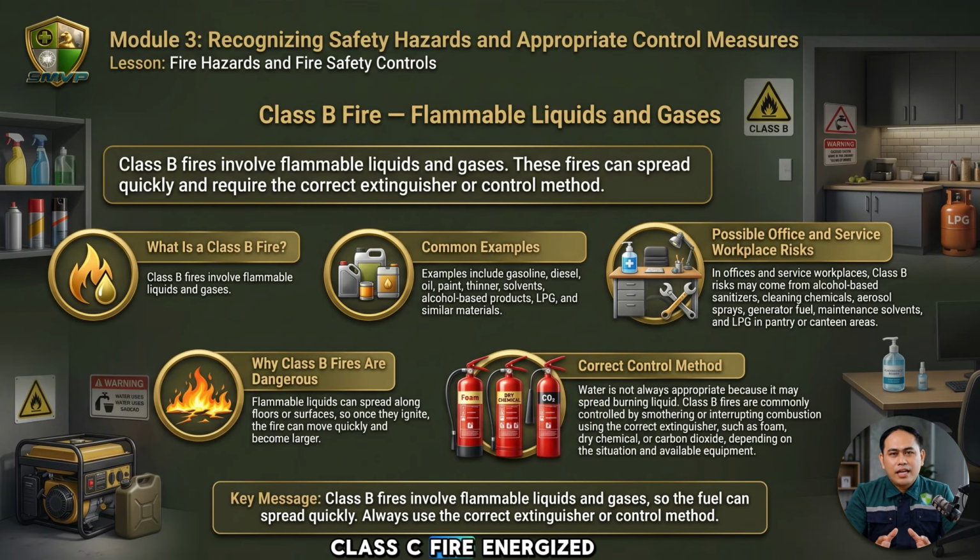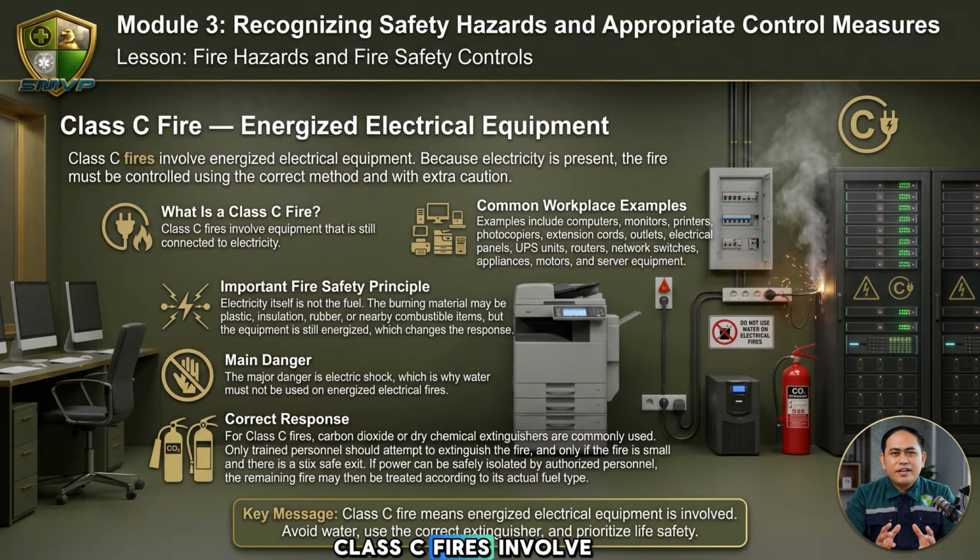Class C fire, energized electrical equipment. Third is Class C fire. Class C fires involve energized electrical equipment. This is very relevant in office, BPO, shared service, and IT-based workplaces. Examples include computers, monitors, printers, photocopiers, extension cords, outlets, electrical panels, UPS units, routers, network switches, appliances, motors, and server equipment. In simple terms, Class C means the fire involves equipment that is still connected to electricity.